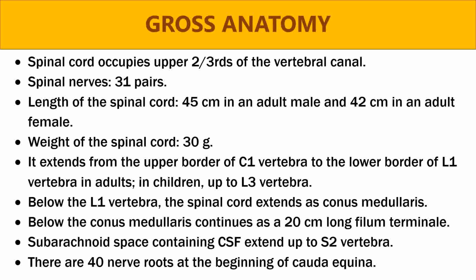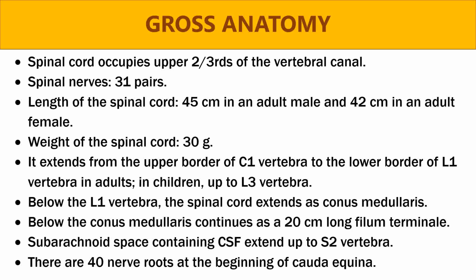The spinal cord is surrounded by three meninges. From outside inward, these are dura mater, arachnoid mater, and the pia mater. In the lower part, below the first lumbar vertebra, the spinal cord extends as the conus medullaris. Below the conus medullaris, only the pia mater continues as a 20 cm long, thin fibrous cord known as filum terminale. The subarachnoid space containing CSF extends up to the second sacral vertebra.